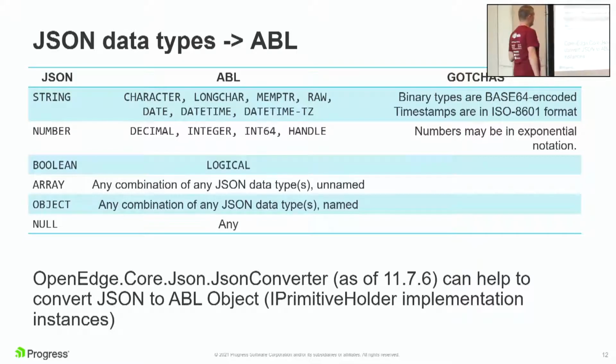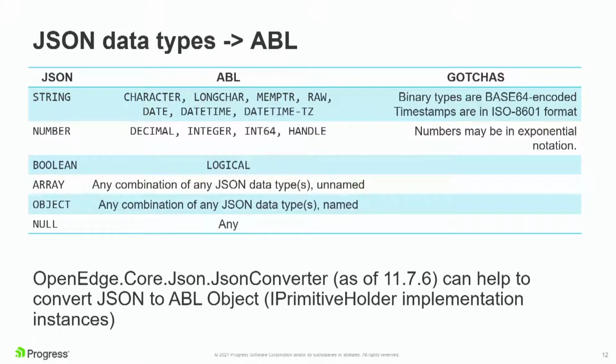Okay, so data type mappings. As you can see, string can keep all of those: characters, long chars, easy peasy. Dates, datetime, datetime-tz, however you want to pronounce it. Memptrs and raws as base64 encoding. The timestamps at least are in a formal specified format, but you've got to know that. Numbers, pick one of those four. Again, with handles, I don't know what you want to do with a handle in a JSON document, but you can have it there. Boolean type.